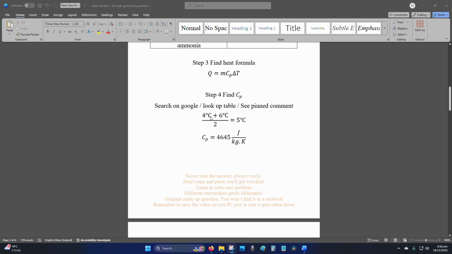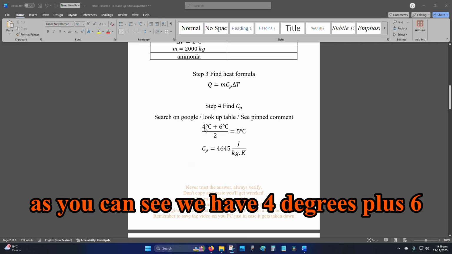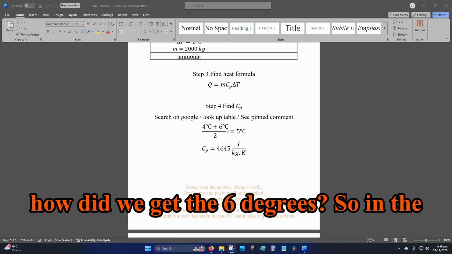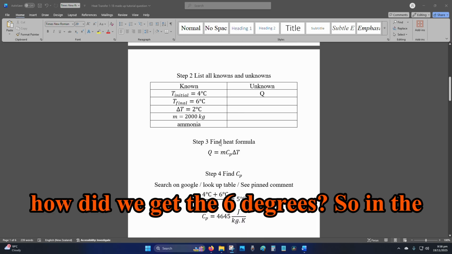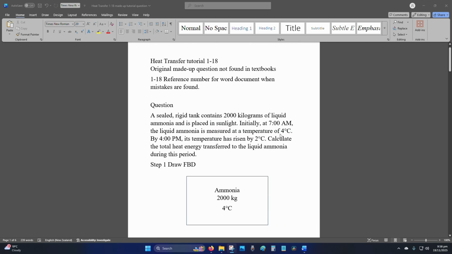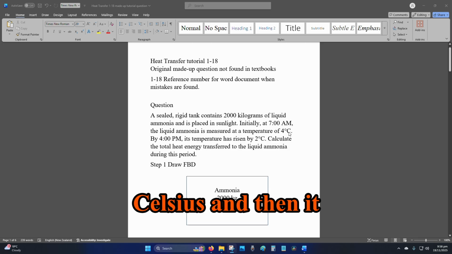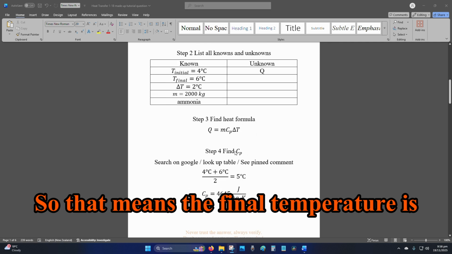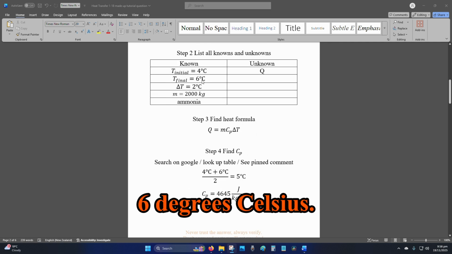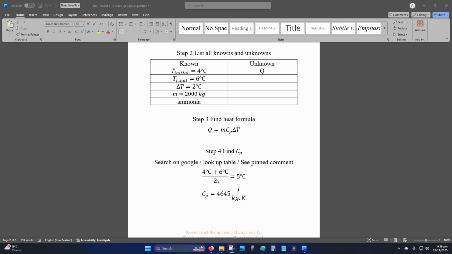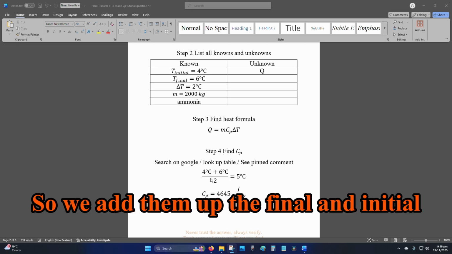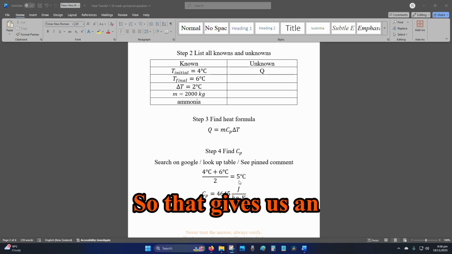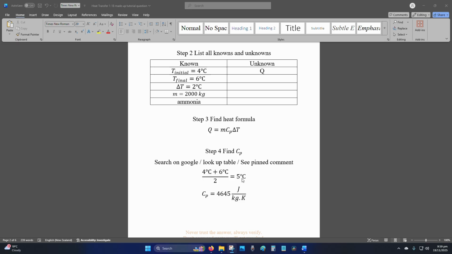Okay, so as you can see, we have 4 degrees plus 6 degrees divided by 2. Now you're wondering, how did we get the 6 degrees? In the question, they said that the initial temperature is 4 degrees Celsius, and then it has risen by 2 degrees. So that means the final temperature is 6 degrees Celsius. So we add them up, the final and initial, and then we divide by 2 because there are 2 temperatures. That gives us an average of 5 degrees Celsius.